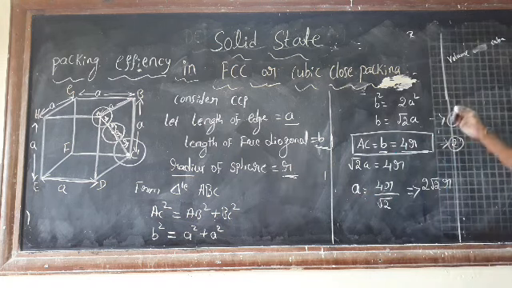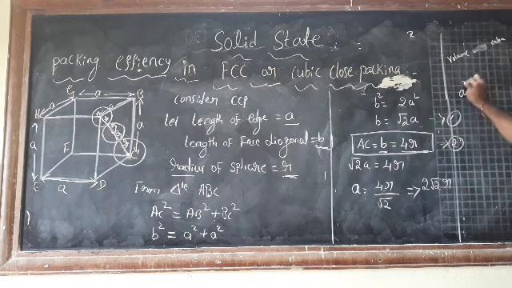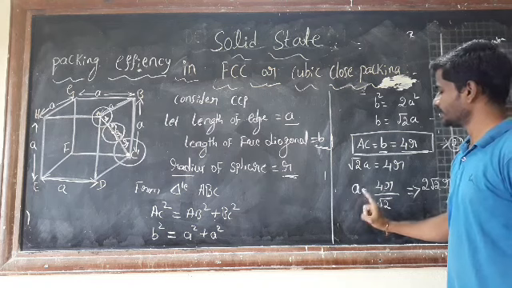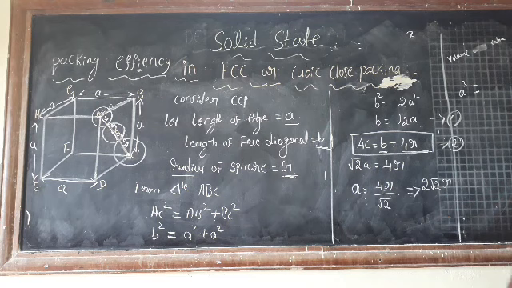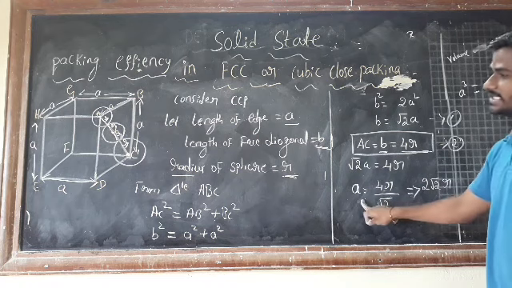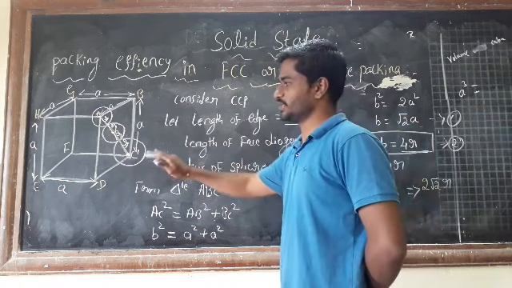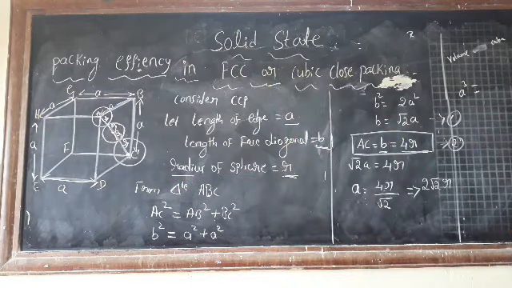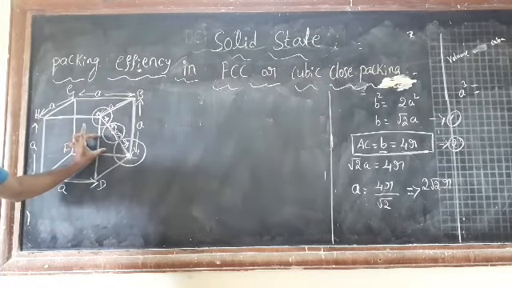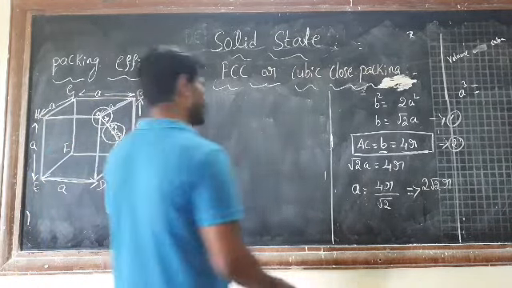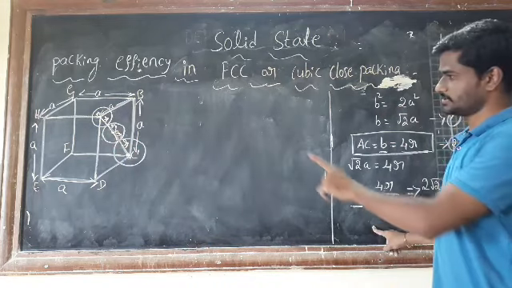When we know A, A cube gives the volume of the unit cell. That's why we are taking A. A is equal to 4R divided by square root 2, or A is equal to 2 into square root 2 into R. So this is the edge length of this unit cell. By using the sphere, we are calculating the edge length of the unit cell.